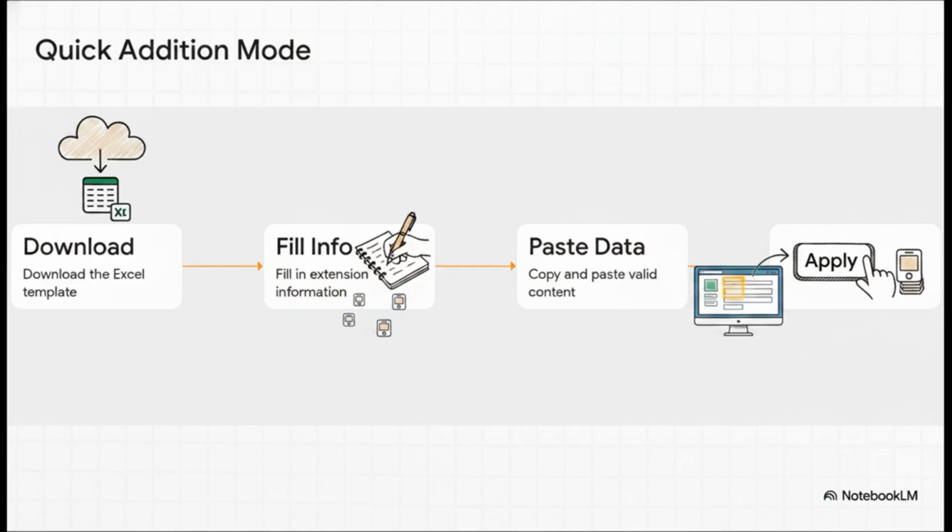It's just 4 steps. First, you pull down an Excel template straight from the PBX. Second, you fill in your extension info offline, on your own time. Third, copy the valid content from your spreadsheet. And fourth, paste it and hit apply. Let's break down exactly how this works.